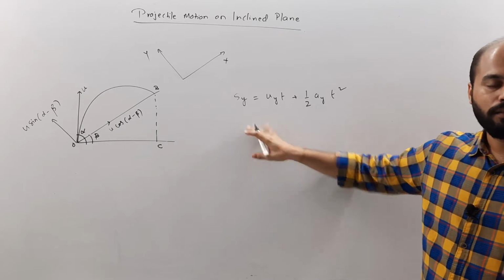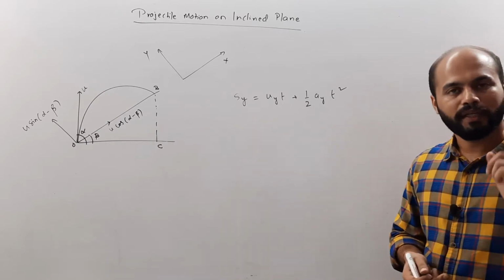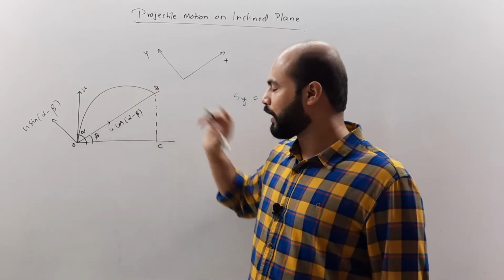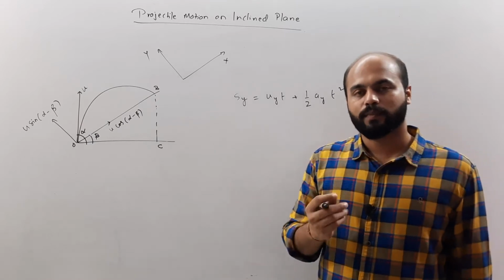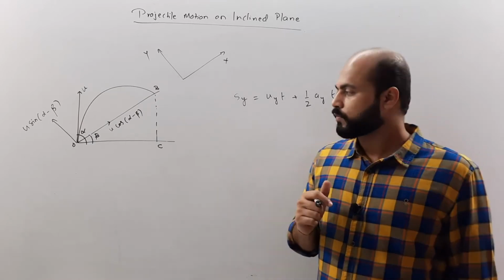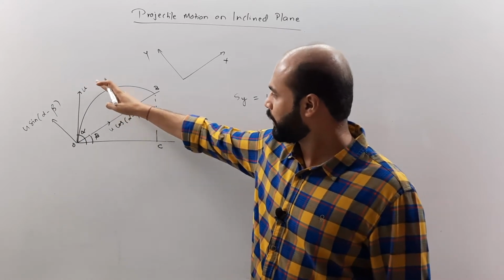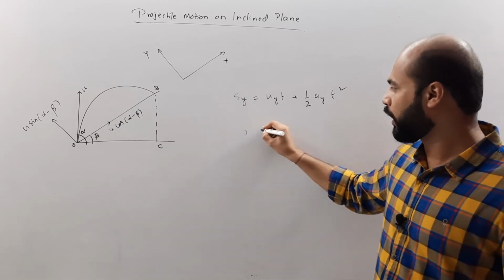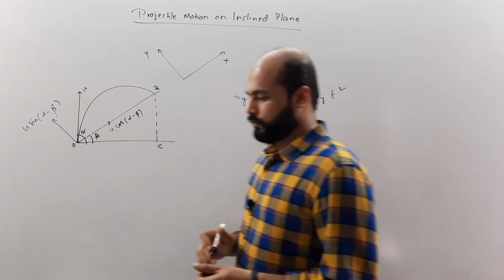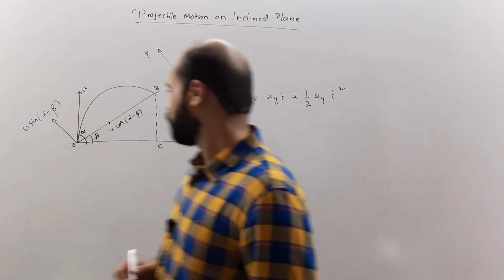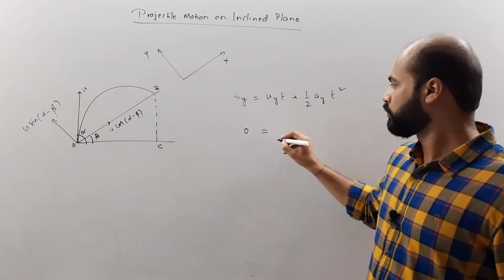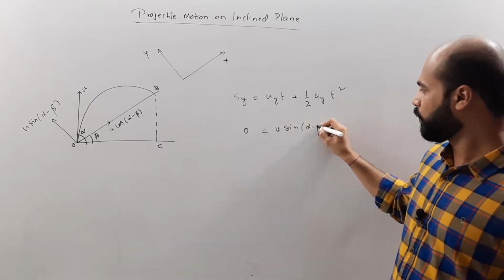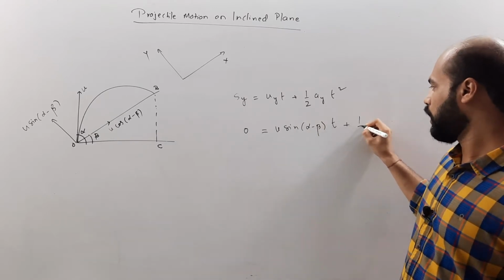So now I am judging the motion in y only, and if you clearly remember, we had done something like this. When the range is covered, the entire range, what exactly happens? The displacement in y becomes 0. So here the displacement in y is maximum, then it keeps decreasing and displacement in y becomes 0. That is what we want. So we'll say displacement in y is 0. If displacement in y becomes 0, and uy is nothing but u sin(alpha minus beta) into t plus half ay.